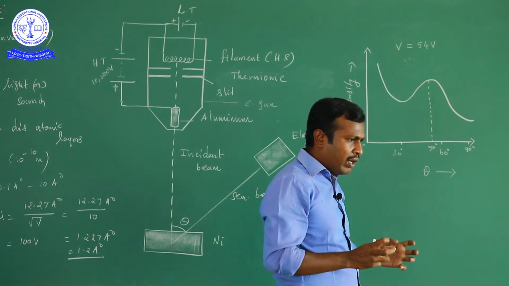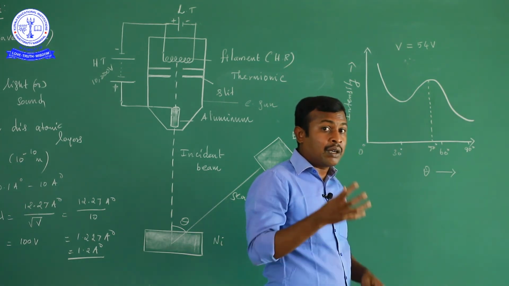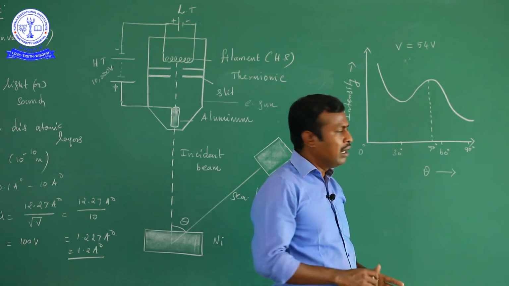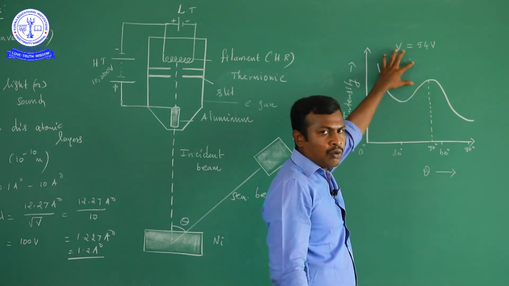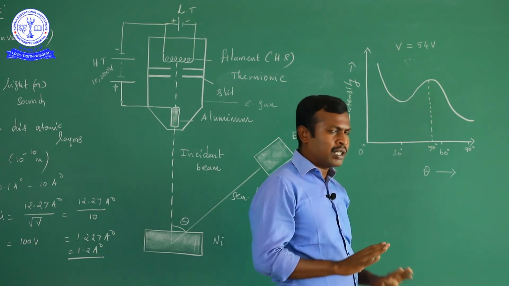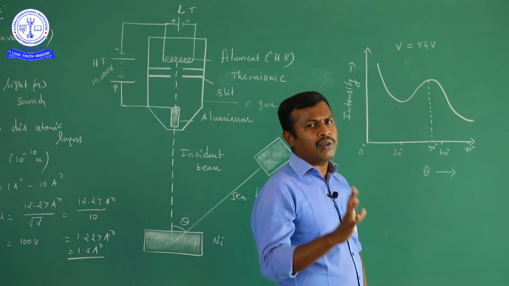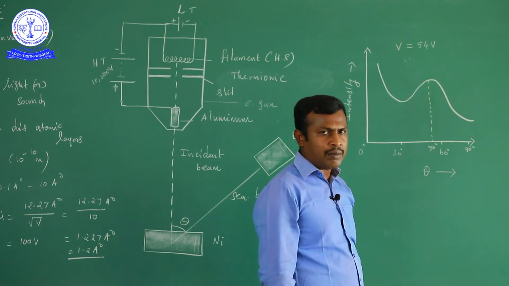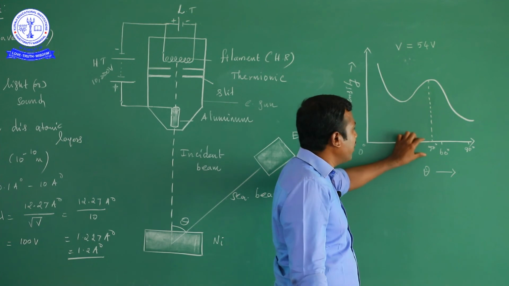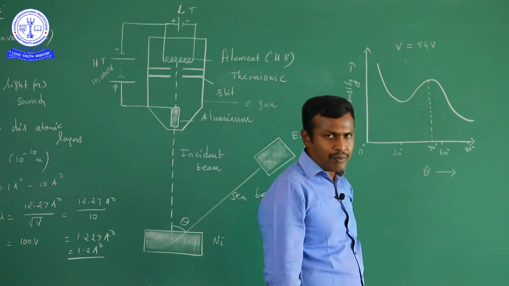Sir, how are we obtaining the maximum intensity? இந்த 50 டிகிரியில் 54 வோல்ட் கொடுக்குறப்ப we are obtaining the maximum intensity, due to the constructive interference. கன்ஸ்ட்ரக்டிவ் இன்டர்ஃபரன்ஸ் என்ற காரணத்தினால் எலக்ட்ரானை 54 வோல்ட் கொடுத்து accelerate பண்ணுறப்ப 50 டிகிரியில் we can obtain the maximum intensity.